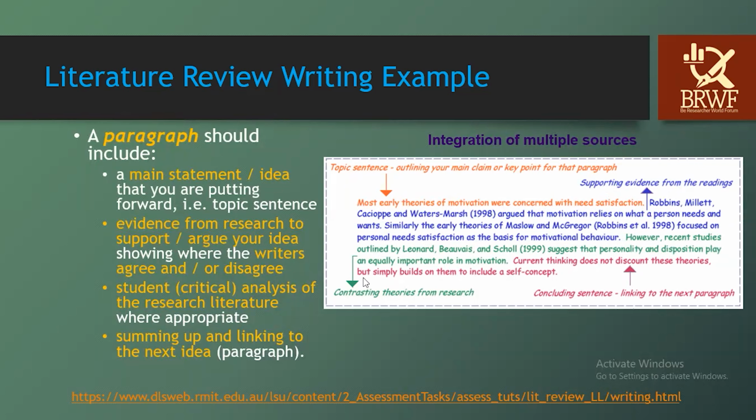And again, in the literature review, in each paragraph, you should have a concluding sentence. Current thinking does not discount these theories, but simply builds on them to include a self concept. Okay, so this is an example. If you tell me, please give an example on this topic, I cannot provide it instantly, because I need to study the topic and the related papers. Then I can come up with the idea of how to write the literature review. So I think the paragraph is clear now.